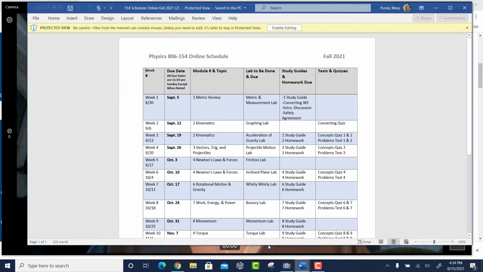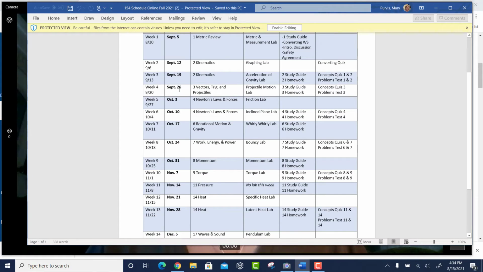First off, let's take a look at our schedule. Remember the dates are going to be different, but we're at week 7, and we're into rotational motion and gravity. So as we do this module 6 on rotational motion and gravity, it's all about rotation. This week you're going to do a Whirly lab, a chapter 6 study guide and a chapter 6 homework. Next week you're going to do chapter 7, a lab and a study guide and homework, and then have a test over both chapter 6 and 7 out of that textbook.